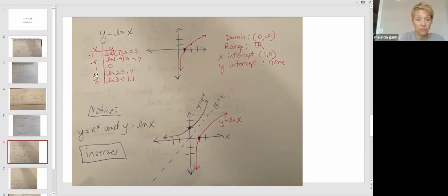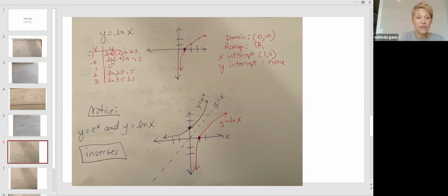If I type in a 2, the natural log of 2, if I rounded it off, I'd get about 0.7. So 2 didn't go quite up to 1. If I type in a 3, natural log of 3, I get a little more than 1. So when these numbers get bigger, the logs get bigger kind of slowly. That's why it curves that way.